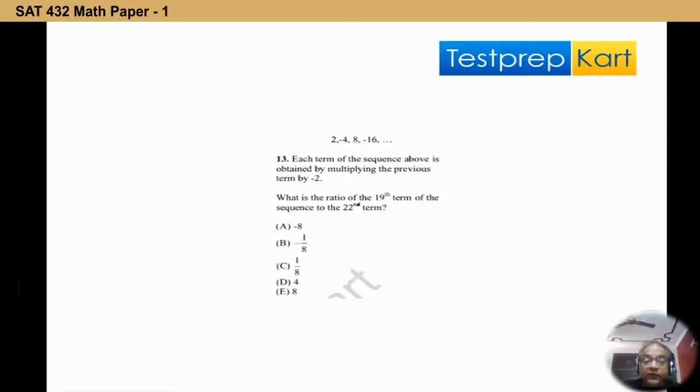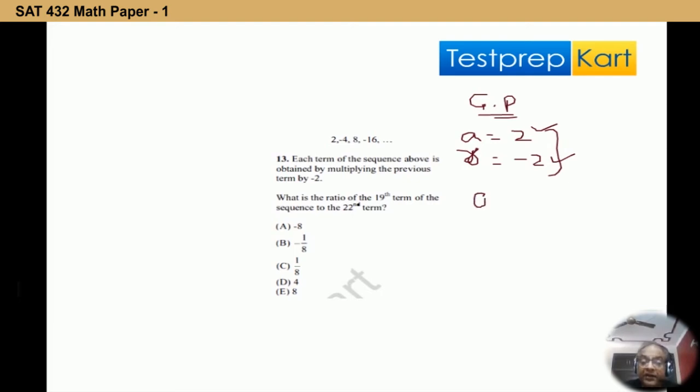Now this is a sequence: 2, minus 4, 8, minus 16 and so on and so forth. What is the ratio of the 19th term of the sequence to the 22nd term? As you can see, it's not an AP. The first term is 2 and the common ratio is equal to minus 2. In this particular GP, that is geometric progression, your first term is 2 and the common ratio is negative 2.